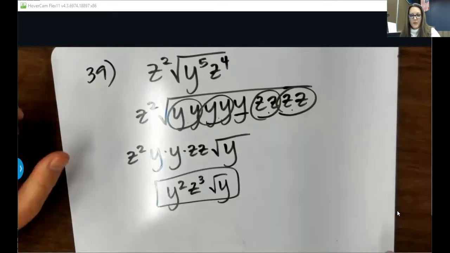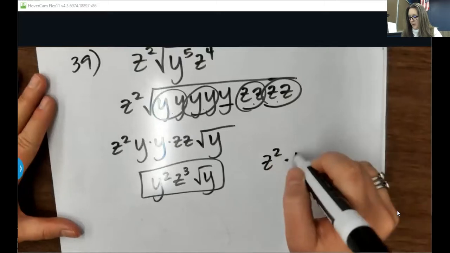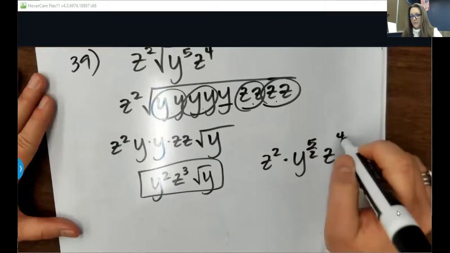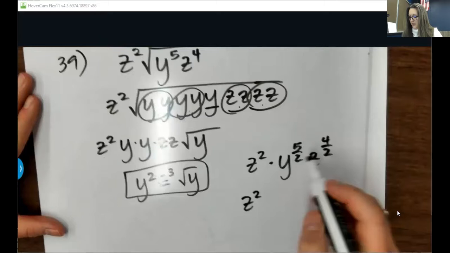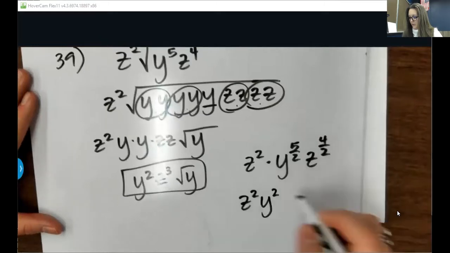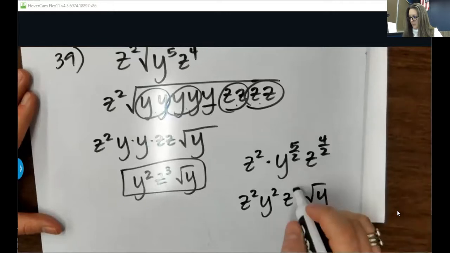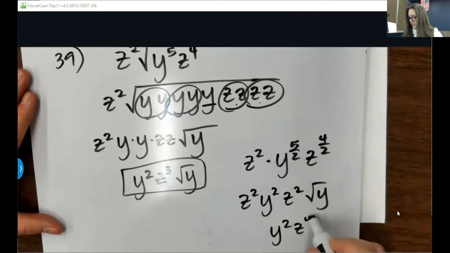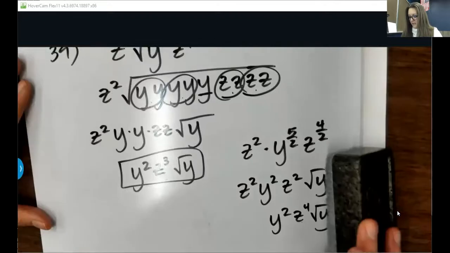We can also do it other methods if you want to divide. So I have z squared times y to the 5/2 times z to the 4/2, right? If we divide here, well, this wasn't under the radical, so it stays outside anyway. 5 divided by 2 is 2 with 1 left, right? 1 left inside. And 4 divided by 2 is 2, so those come out. So I have z to the 4th, y squared, z to the 4th, y radical stays in. That's how you can divide it. Same answer. All right, let's do another one.